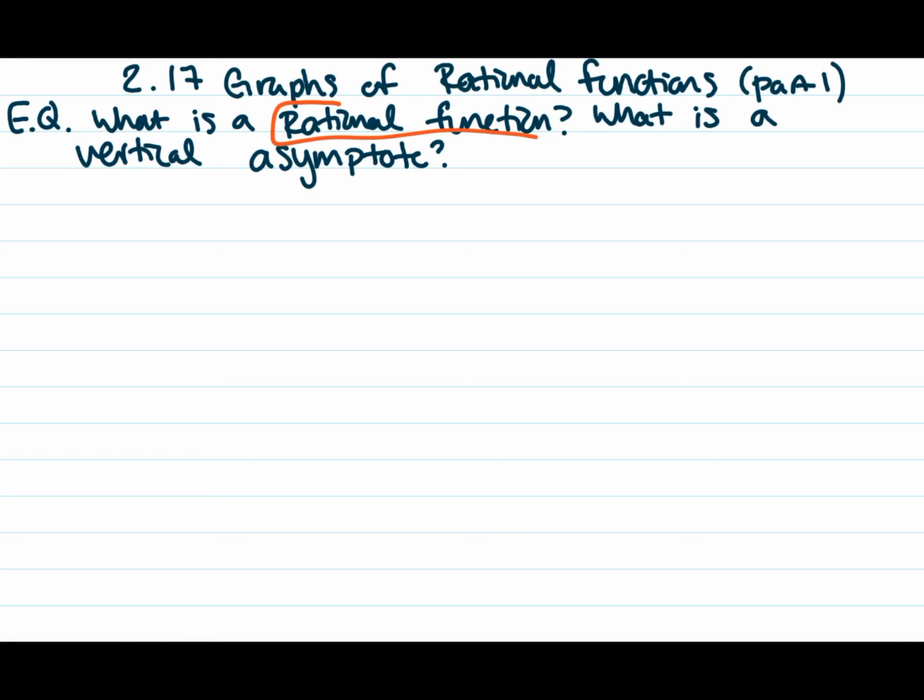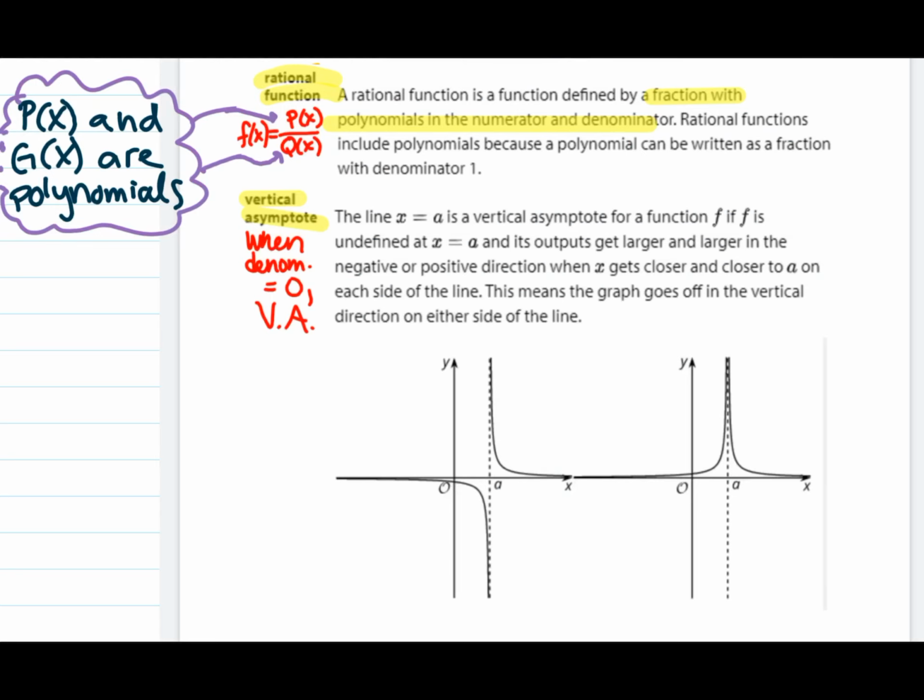It's called a rational function. So the goal of this whole lesson that I've assigned through Google Classroom is for you to understand a general idea of what a rational function is and specifically what a vertical asymptote is, which is a feature of a rational function. Alright, so what we've got here is some definitions that I'd like for you to write.